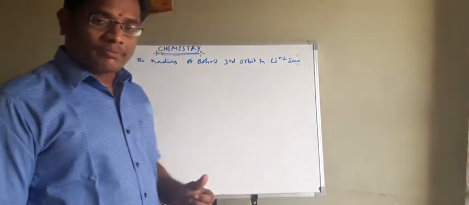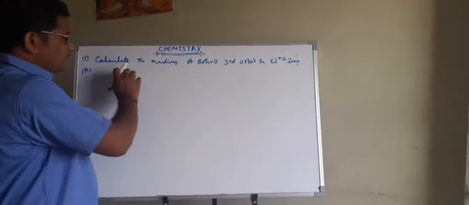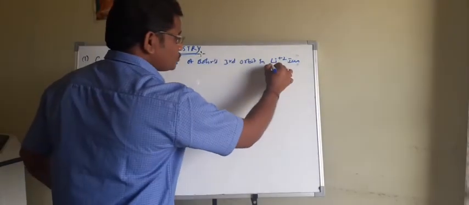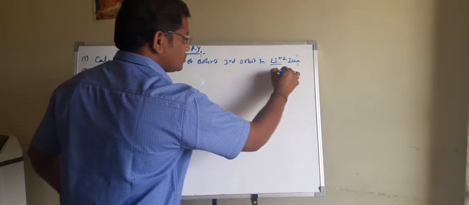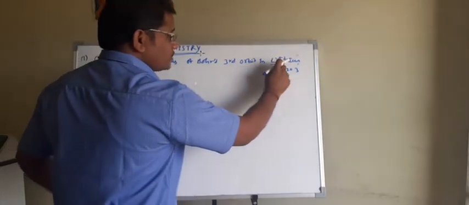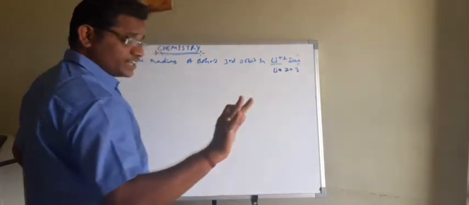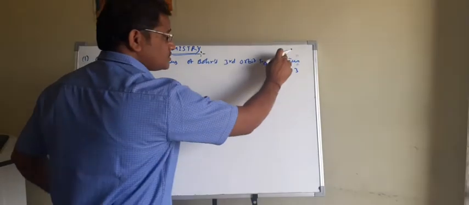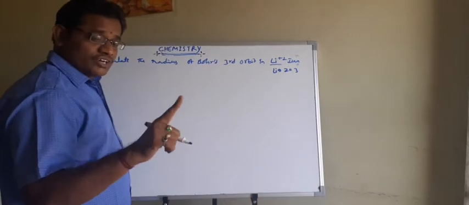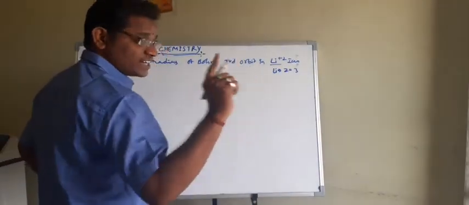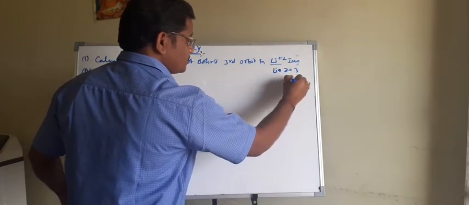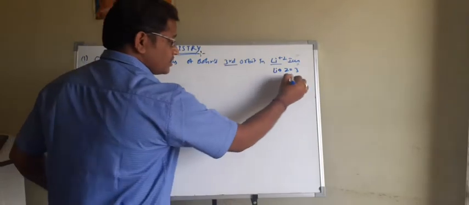See, one of the problems is related to the radius of the orbit. Calculate the radius of Bohr's third orbit in the Li2+ ion. Here lithium plus 2 means lithium's atomic number Z is equal to 3, so it contains 3 electrons. Plus 2 means 2 electrons are lost, so 1 electron remains. Hydrogen also has only 1 electron, so it is a hydrogen-like single electron species. For this species, Z is equal to 3, and the n value is 3 for the third orbit.